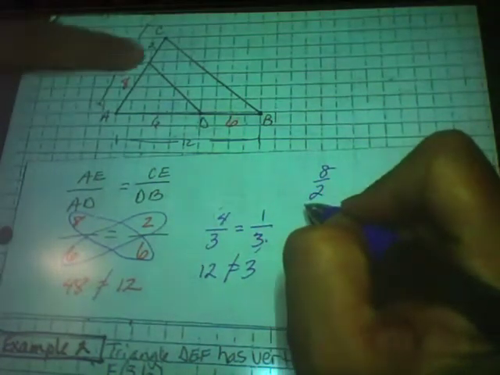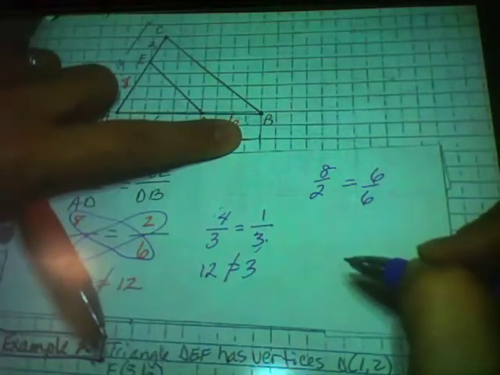Correct. Yep. And did somebody set up a different proportion? Share it if you did. T? So she did 8 over 2. Can she do that? So she's going down and up, right? And then 6 over 6. Can she do that? Yes. And then look what her cross products are.